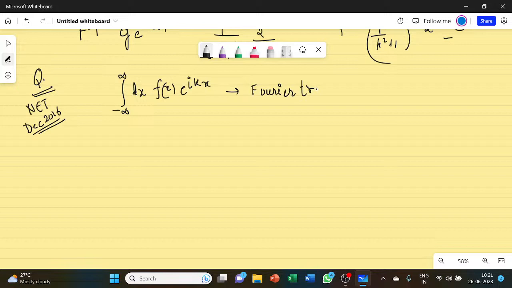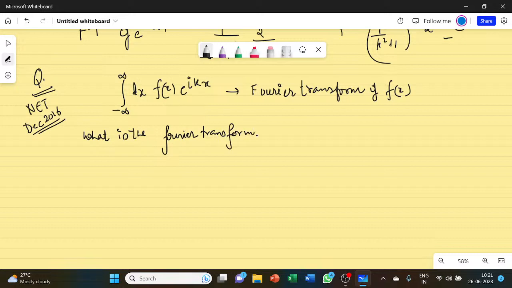So they defined the Fourier transform of f of x in this manner, and they were asking what is the Fourier transform of f of x, given as 1 upon x square plus 2.